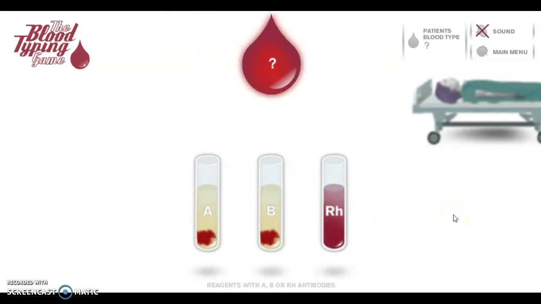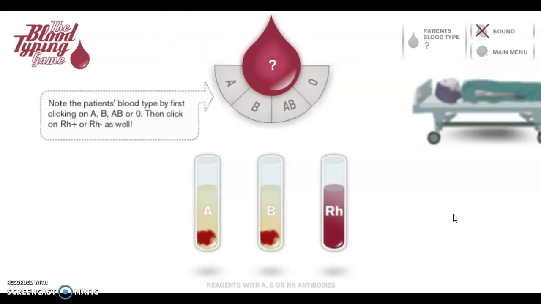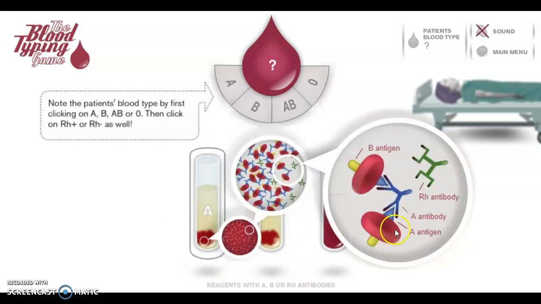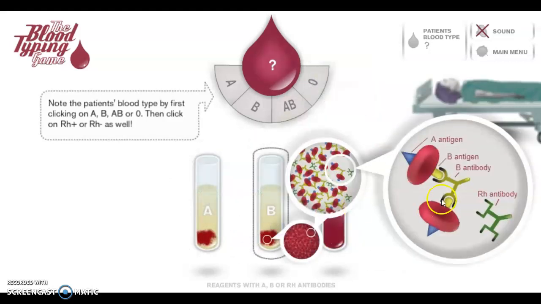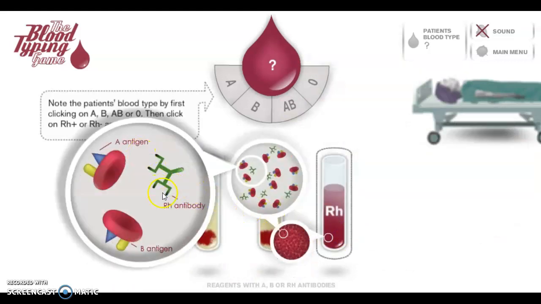So take a look at these results. She's had agglutination, or this clotting, happen with the A antibodies. It's happened with the B antibodies, but it hasn't happened with the Rh. So if we look at each one of those, this tells us that she has the A antigen. This tells us she also has the B antigen. This one tells us that she does not have the Rh antigen.